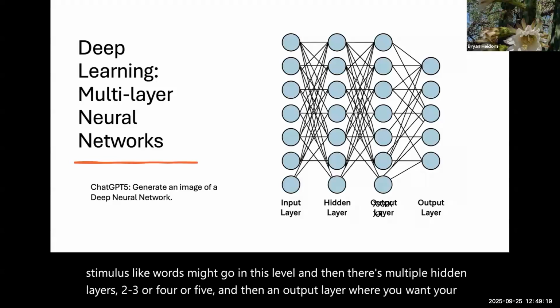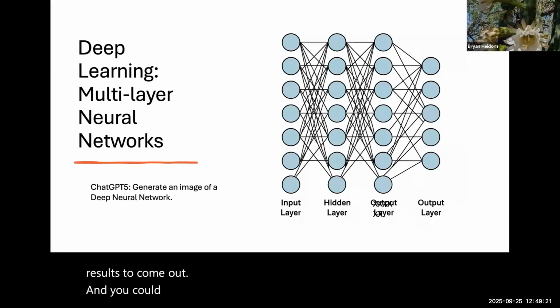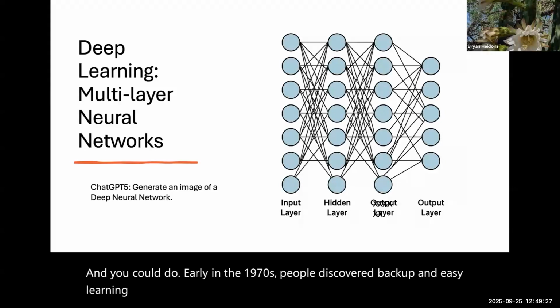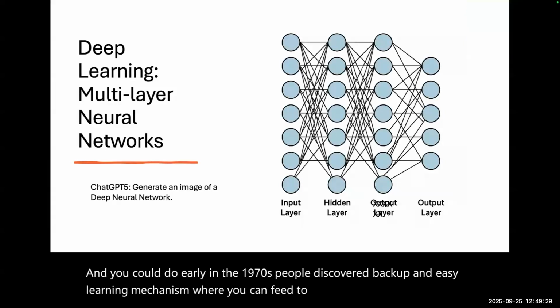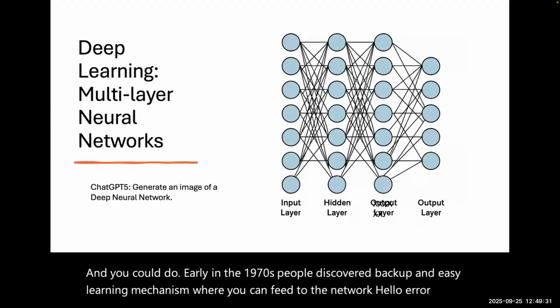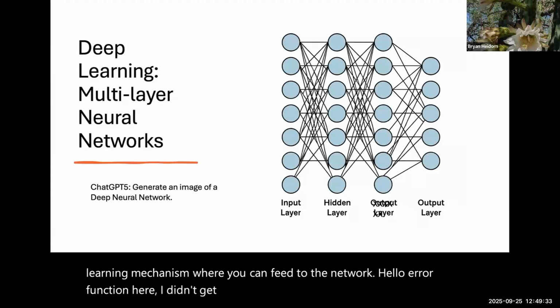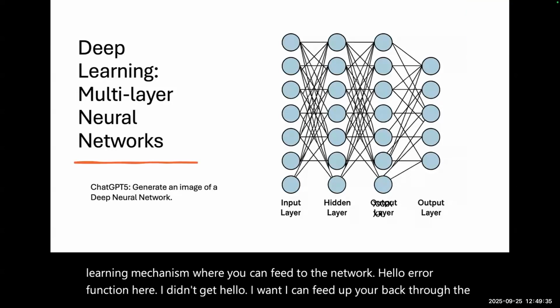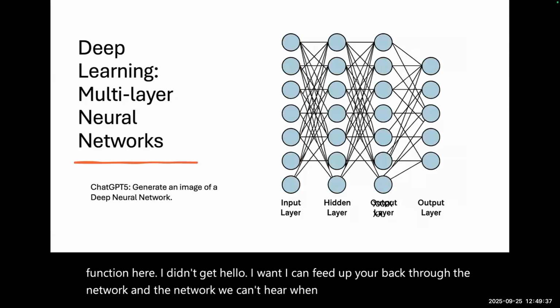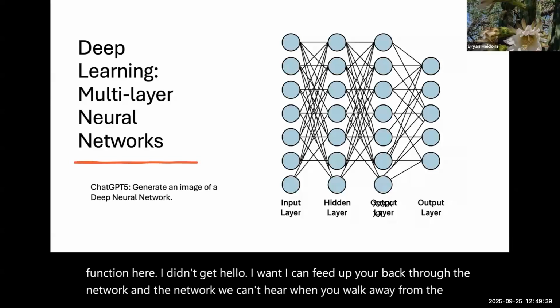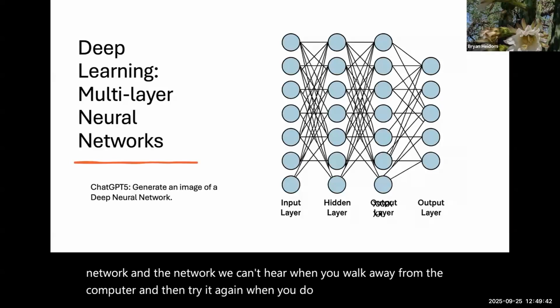And early on, in the 1970s, people discovered backprop, an easy learning mechanism where you can feed the result back to the network, and then it tries again. And you do that over and over and over again.